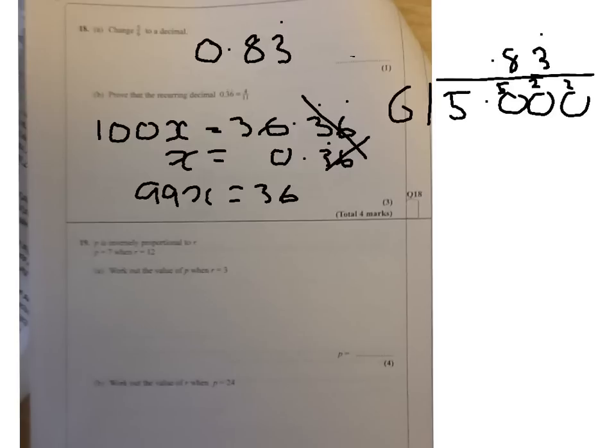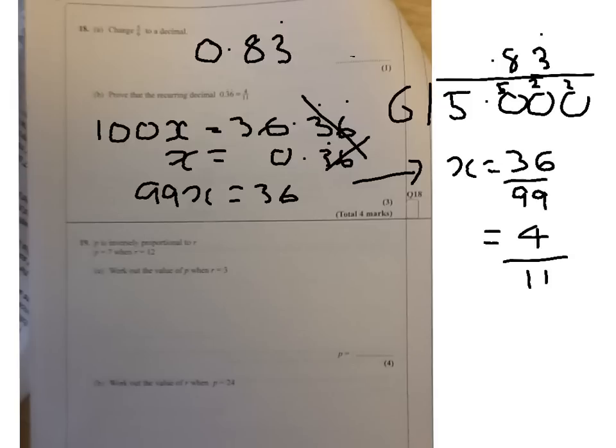Why did I choose 100? Well, the recurring was over 2 numbers. If it had been over 3 numbers, I'd have chosen 1,000, and that would have eliminated it. It's a neat little technique. So x will equal 36 over 99, and if you cancel that down, it will come to what you're told, 4 over 11.